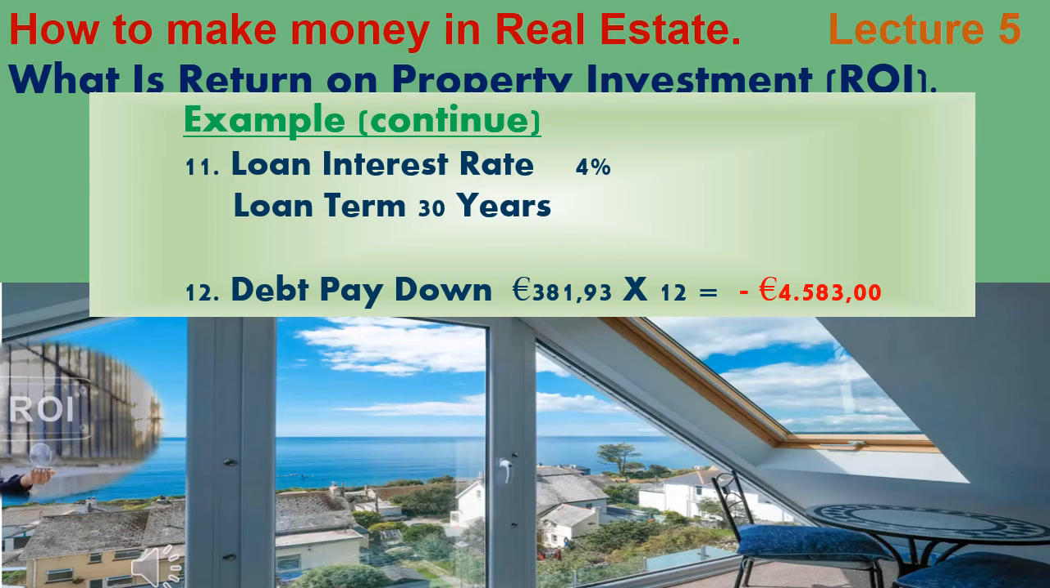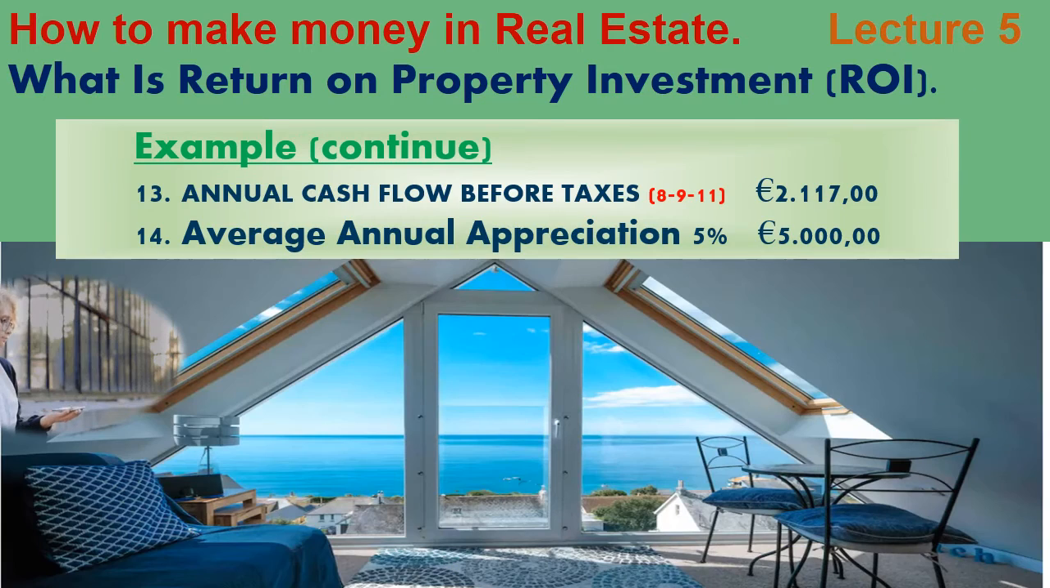Multiply €381.93 by 12 months. The debt paid down is equal to €4,583. Annual cash flow before taxes is €2,117. Annual appreciation is considered to be equal to 5%, let's say €5,000.